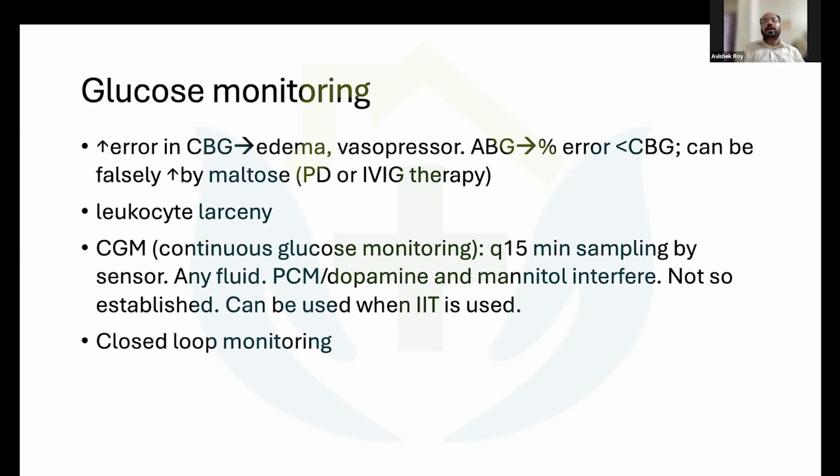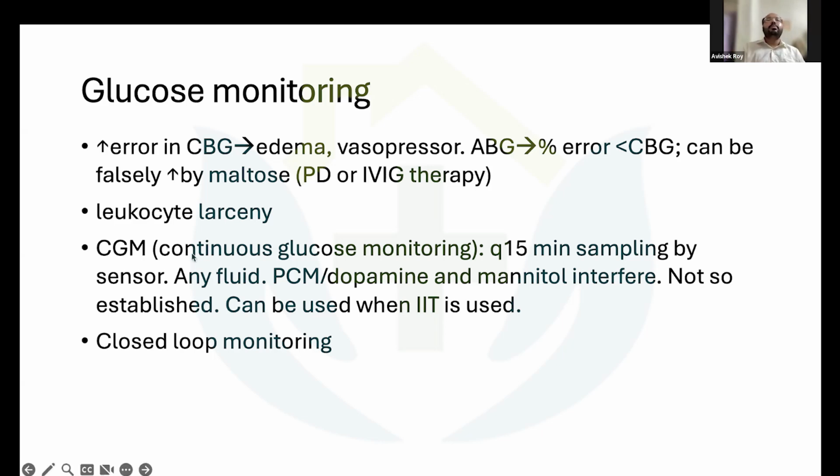There is a phenomenon known as leukocyte larceny. If you have increased amounts of leukocytes in your blood, for example, hyperleukocytosis from acute myeloblastic leukemia, or hyperviscosity syndrome from other causes, you might have falsely low blood sugar levels because all the leukocytes end up eating the glucose. So in those cases, there are some precautions to be taken. I'm not going into the details, but this is one phenomenon you need to be worried about.